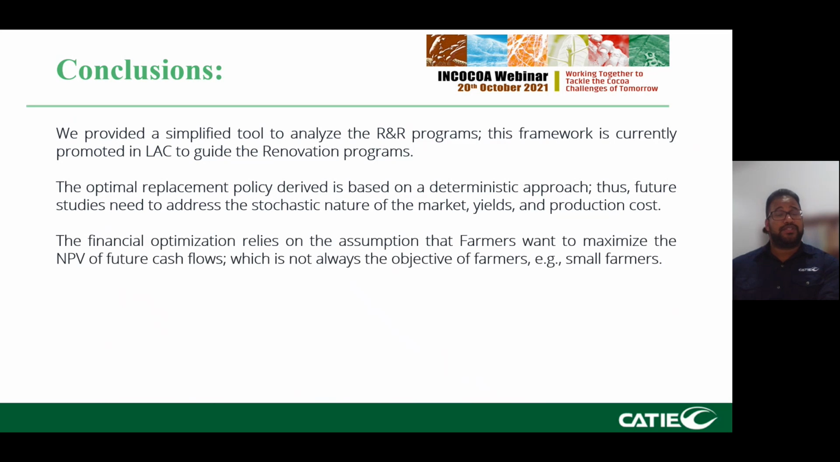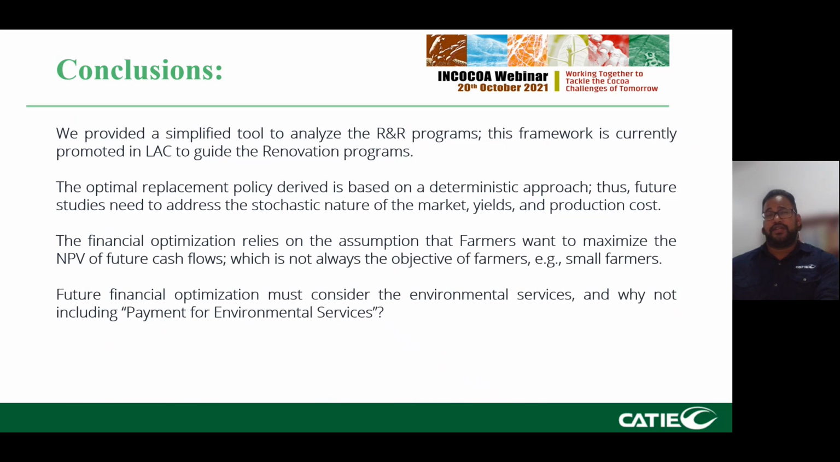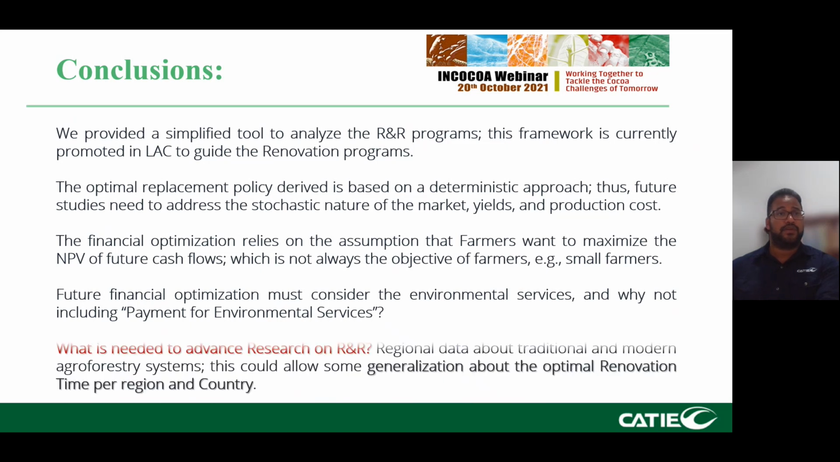And the financial optimization that we did relies heavily on the assumption that farmers want to maximize the net present value of future cash flow, which is not always the case or the objective, especially for small farmers with cash constraints. Future financial optimization must also consider environmental services, and why not include payment for environmental services? That could be an option too.